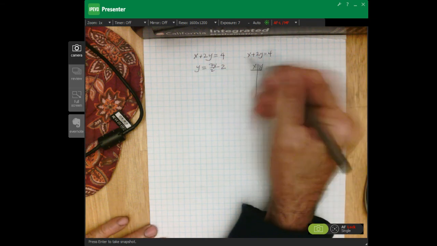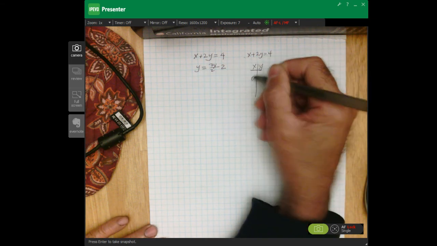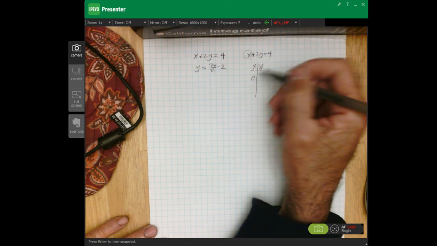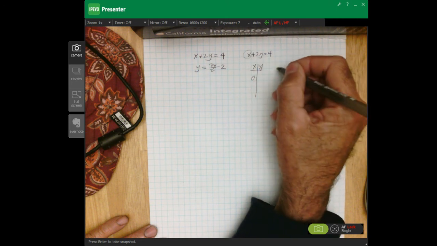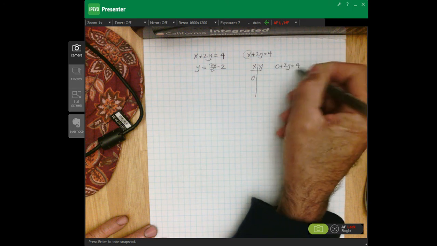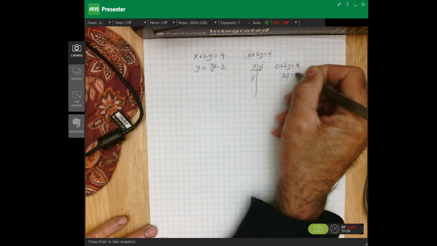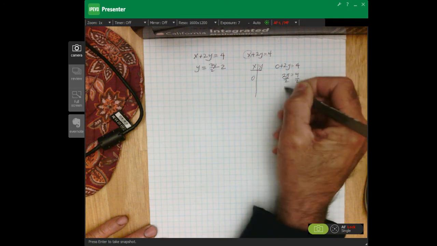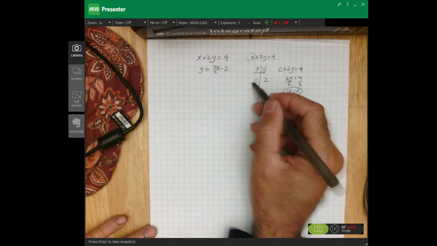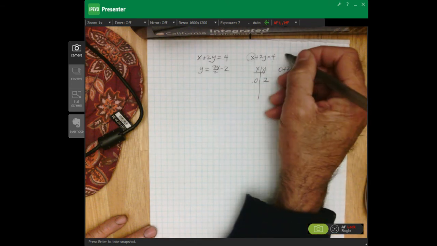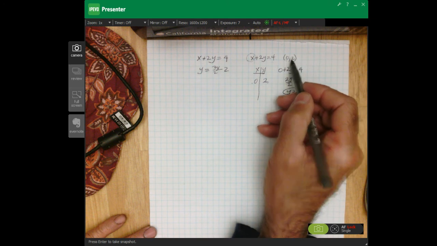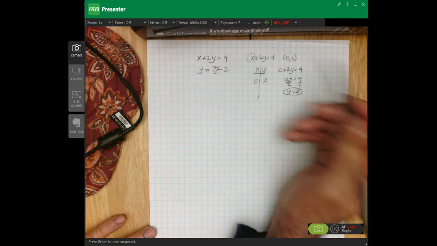If we look at this first one and say, okay, what happens if x is 0? What's y? You would take 0 and plug it in for x. So we have 0 plus 2y equals 4. That becomes 2y equals 4. Divide both sides by 2, and you get y equals 2. Okay, so now we know that for this one, (0, 2) is a solution. When x is 0, y is 2, it makes this a true statement.